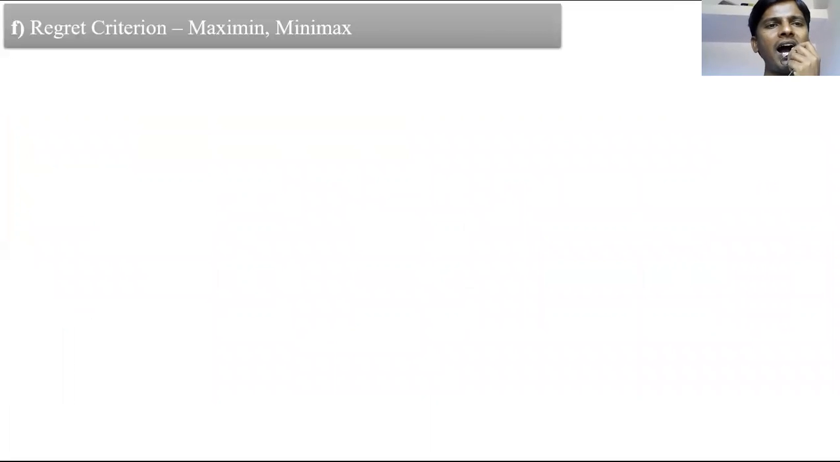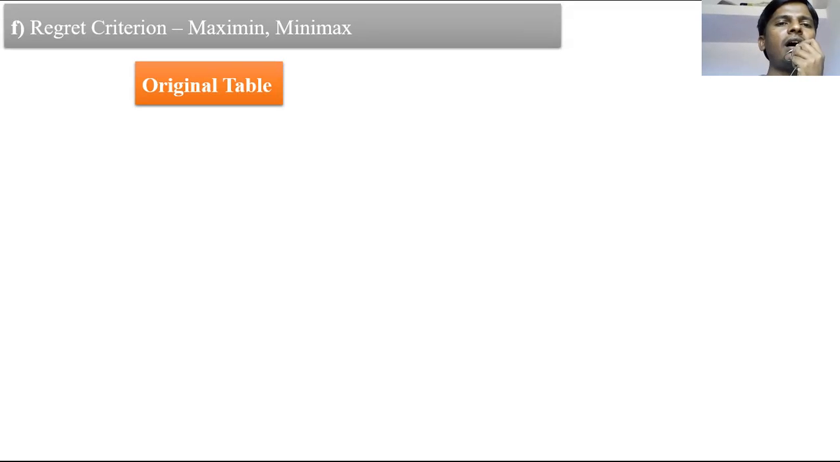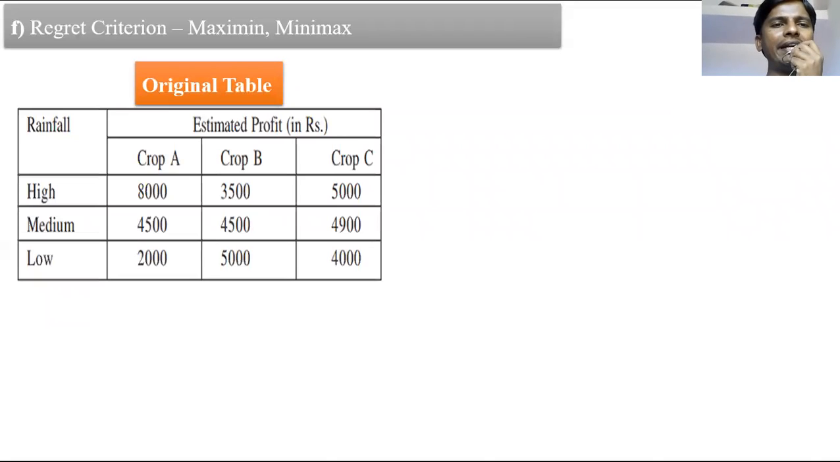And last, they have asked the regret criterion for maximin and minimax. So what is the regret criterion? Regret criterion means we have to convert the original table into a regret table. So what is a regret table? When we go with another profit by losing the original profit, the difference between the original profit and the later profit is the regret. So again we will see how to find a regret table.